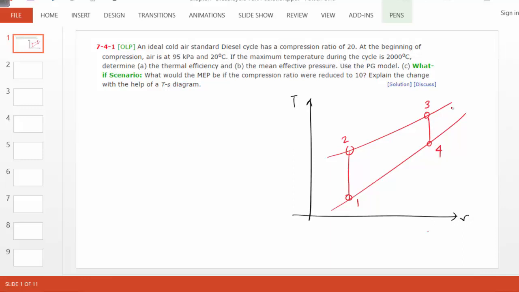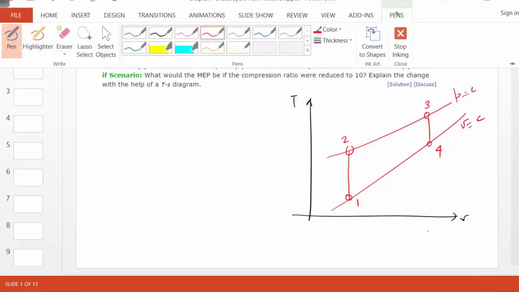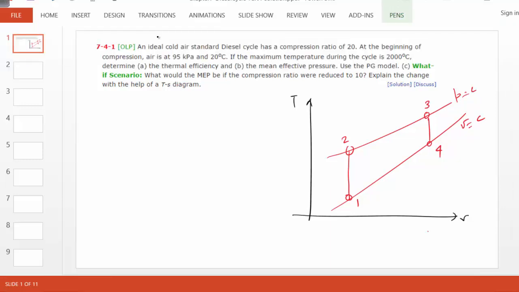Okay, let's see now what is known. As you can see, state 1 is completely given to us. The compression ratio is given, and the maximum temperature is given. And now we can answer any kind of question, mean effective pressure or thermal efficiency or cutoff ratio. Let's find everything about this cycle.